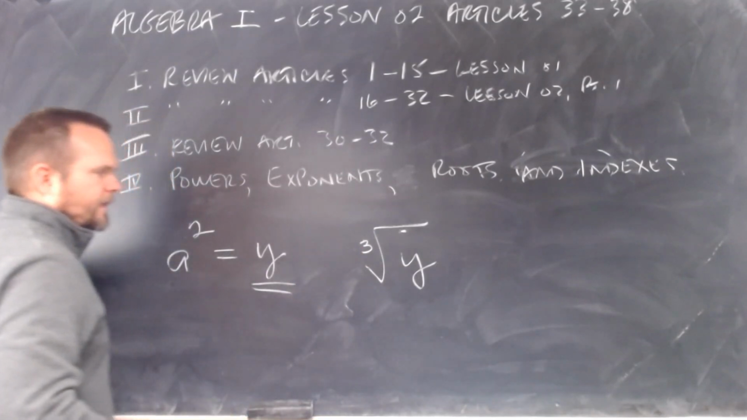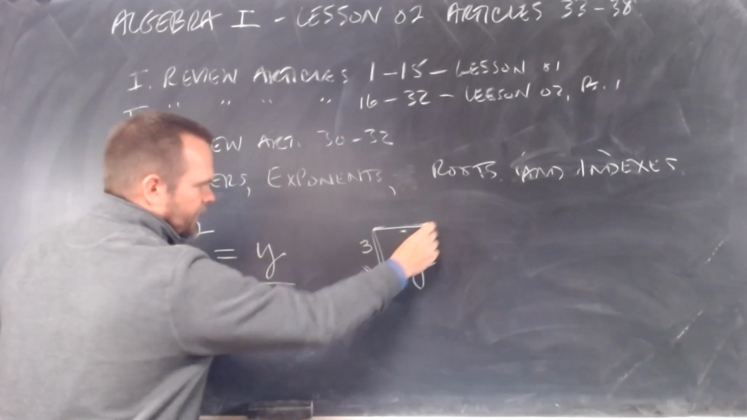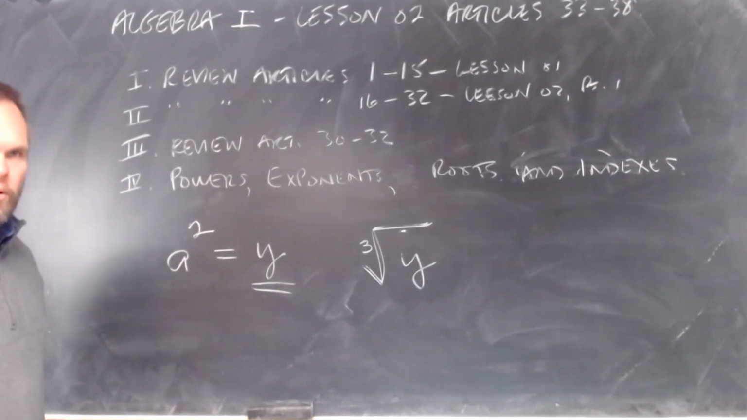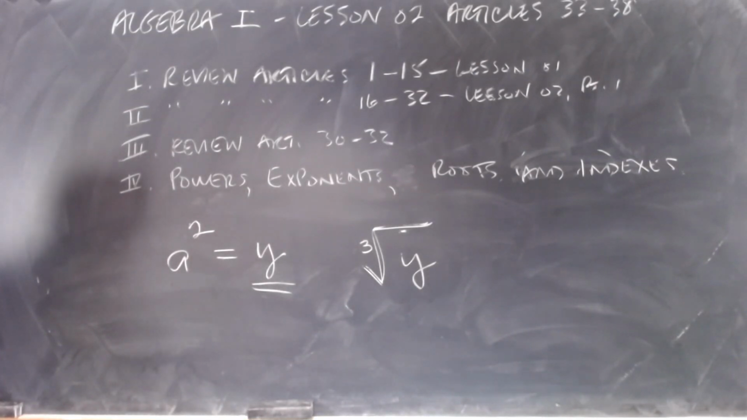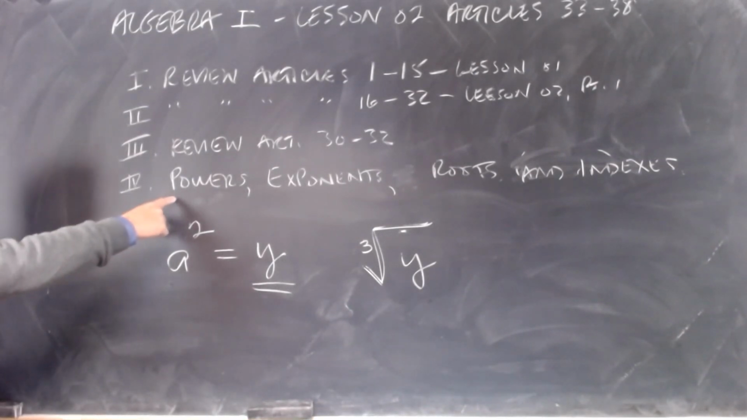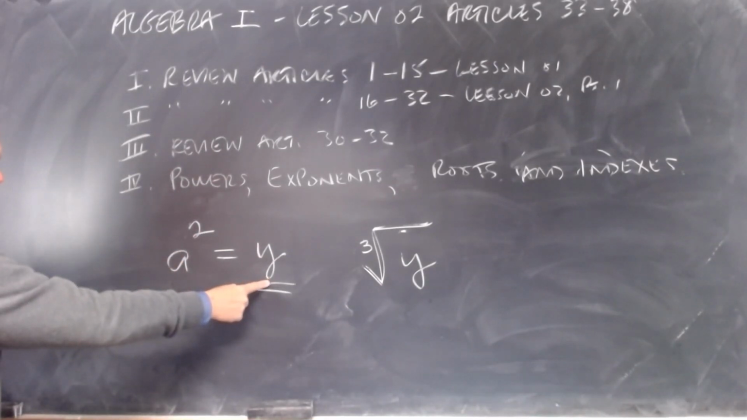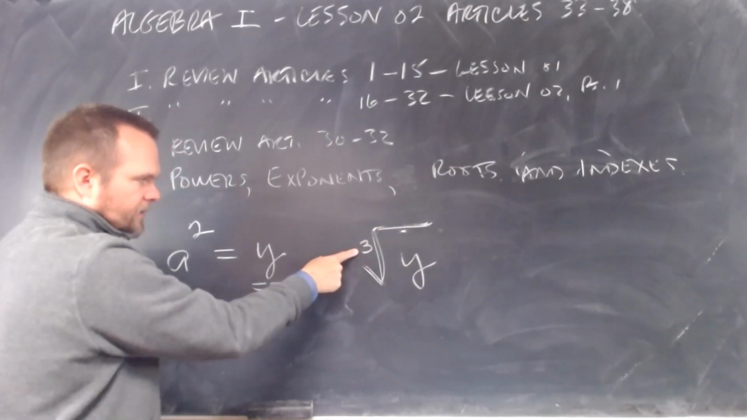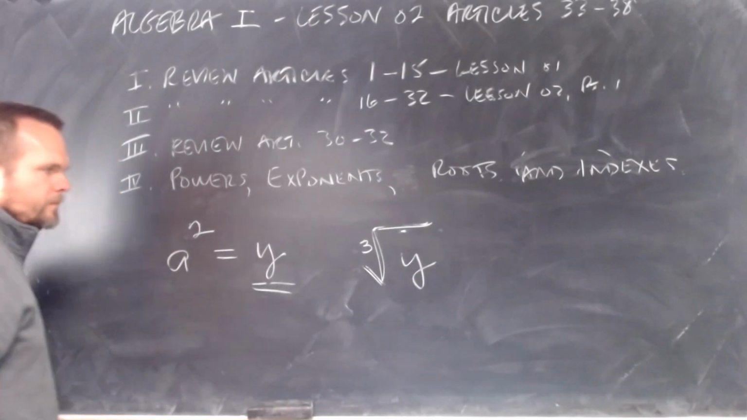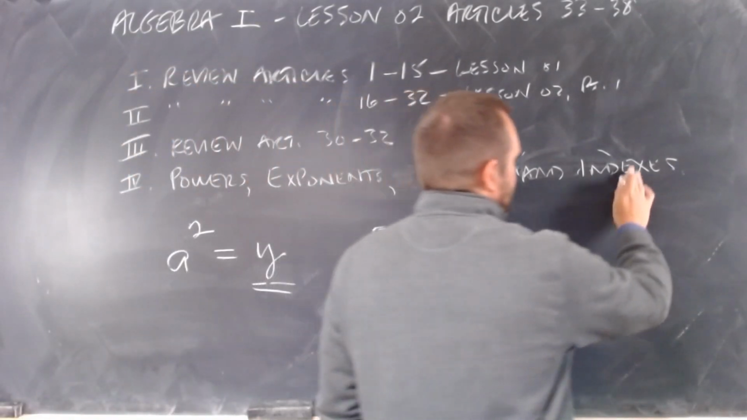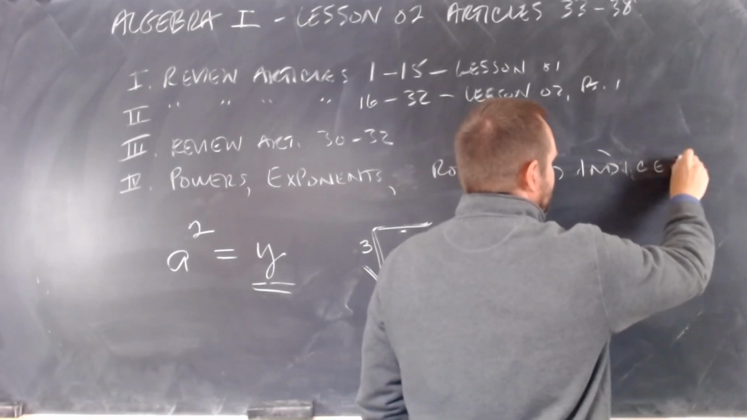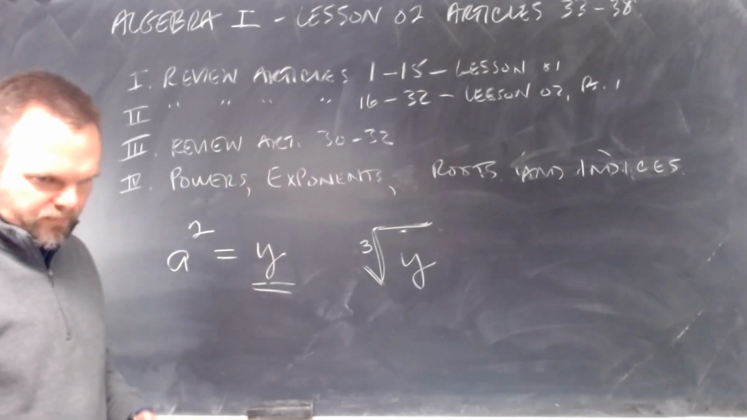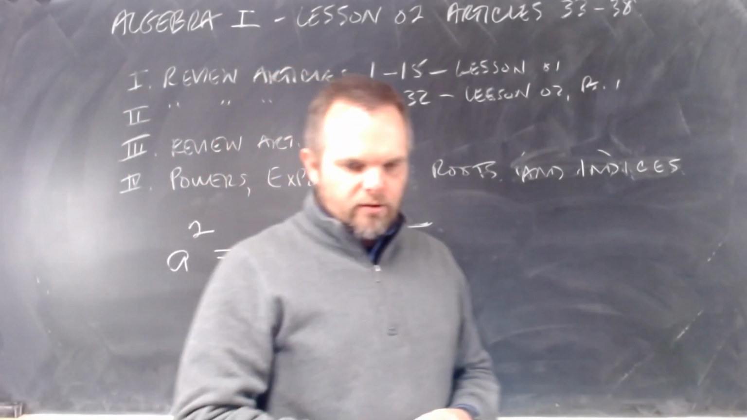This little number is called the index. This is the radical sign. It asks for a root. The index tells us what root we're looking for. You got that? So we've learned powers, exponents, roots, and indexes. I shouldn't say indexes. The plural is actually not indexes, it's indices. Indices. The singular form is index. Okay? That takes us through Article 38.